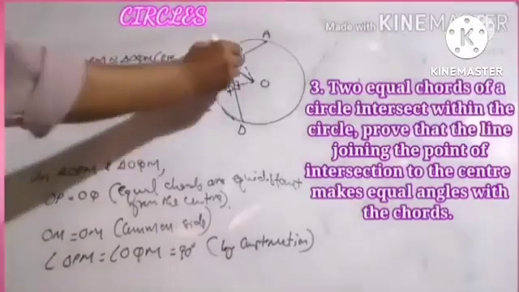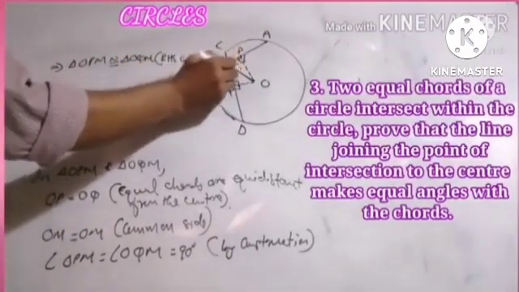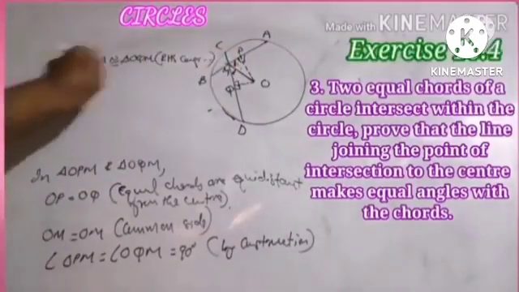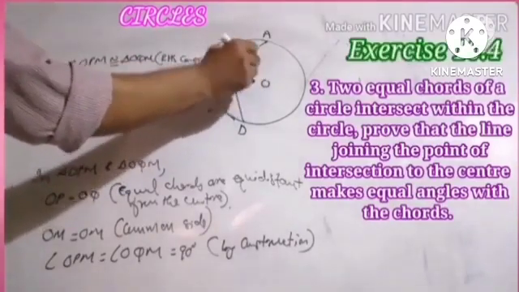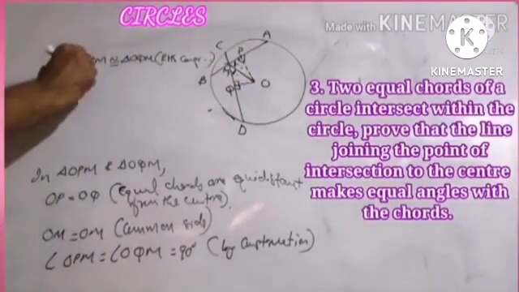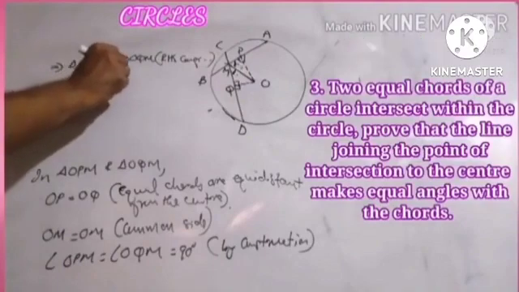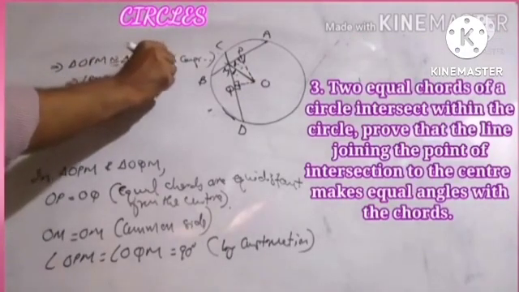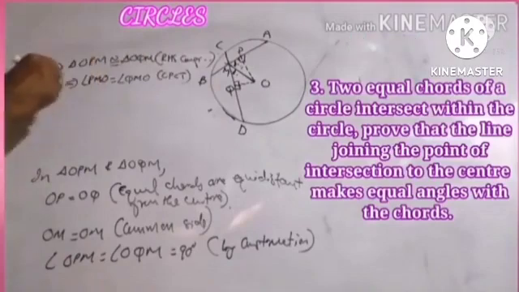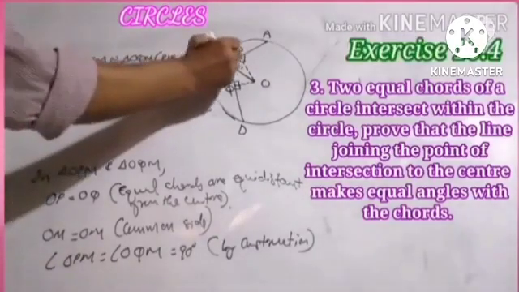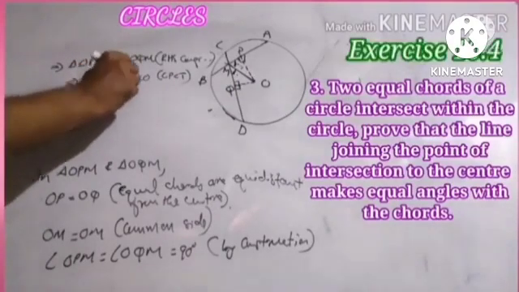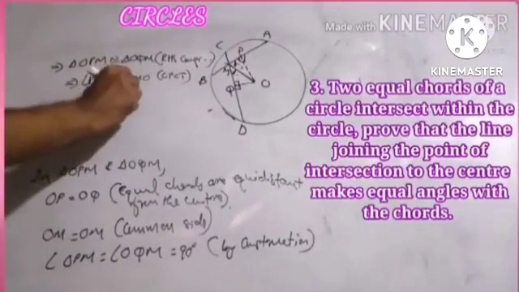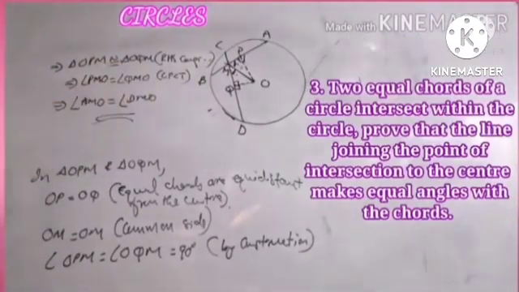Now, what is to prove here? These triangles are congruent, so these angles are equal. Which angles are these? In these triangles, they are PMO and QMO. So angle PMO equals angle QMO, the required angles. Now change PMO to AMO, because PMO and AMO are the same, and QMO to DMO. Hence proved. Question number 3 completed.